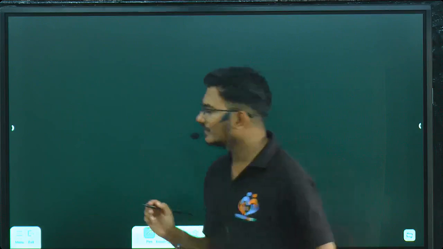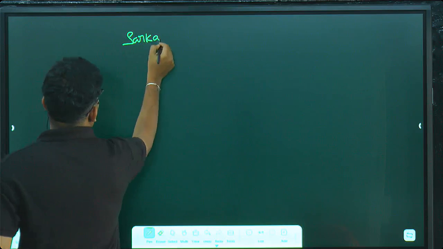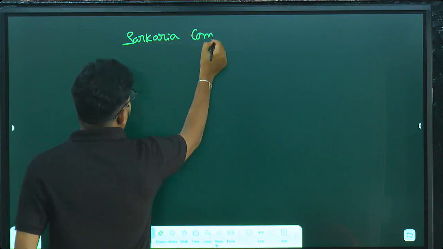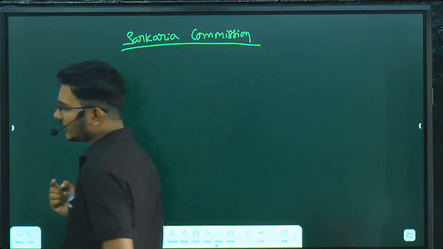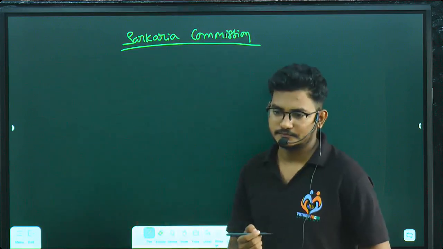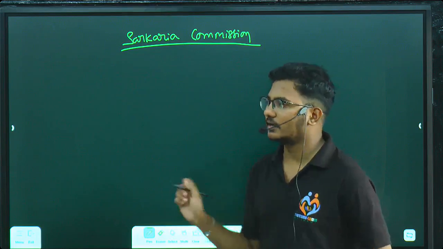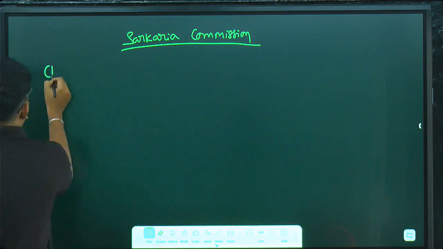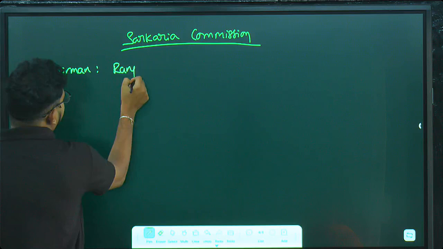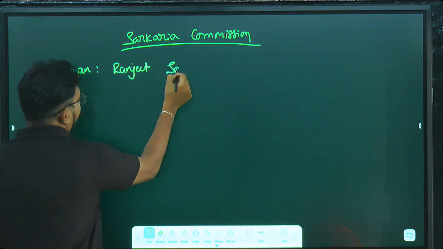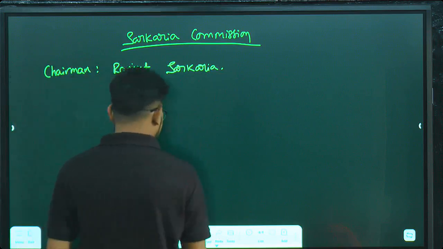Now keep a heading as Sarkaria Commission. Why is this committee called Sarkaria Commission? Because the chairman is Ranjit Singh Sarkaria. So chairman: Ranjit Singh Sarkaria.